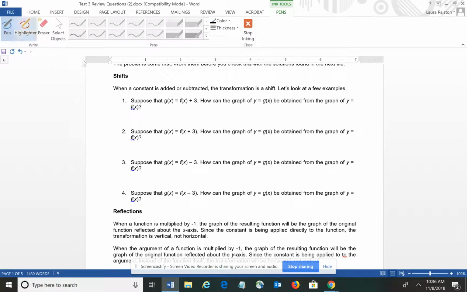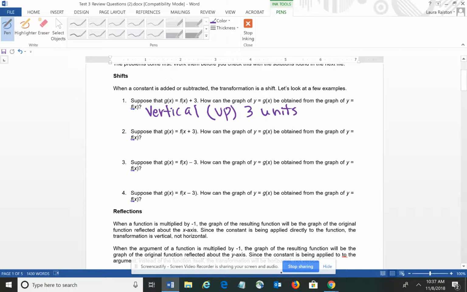Well, in this case, what you have to think about is where are you adding that particular number? Notice that the plus 3 is outside the parentheses, and when the value is outside the parentheses, that lets me know it's going to be a vertical shift, and it's either going to go up or down. So this would be a vertical shift, and it's going to go up 3 units. It goes up because it's positive. Kind of follow the logic.